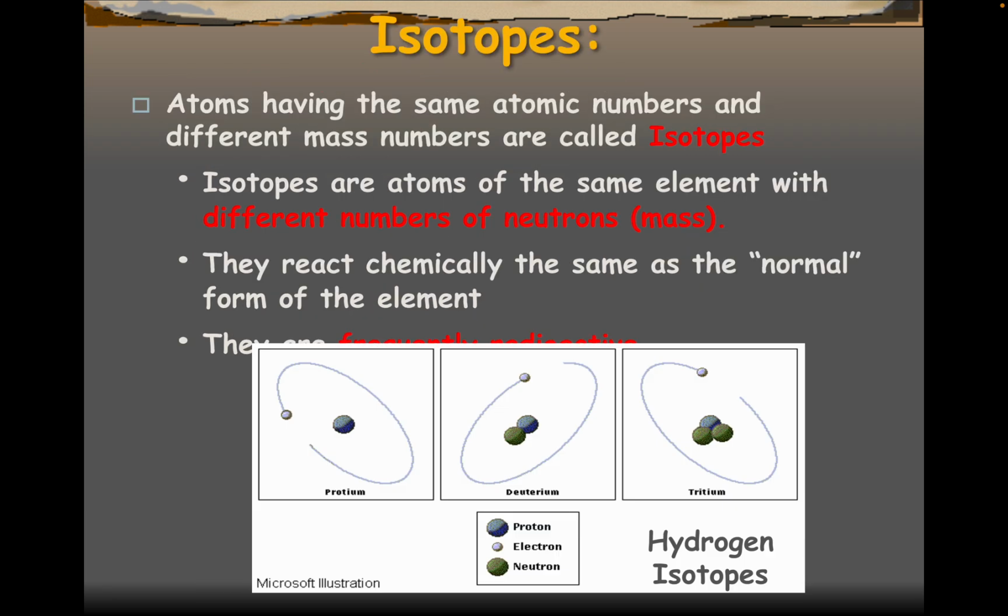And that's called isotopes. Atoms that have the same atomic number and different mass numbers, we call them isotopes. They're atoms of the same element with different numbers of neutrons, okay? They react chemically the same as the normal form of the element. They are frequently radioactive, is what that says there.